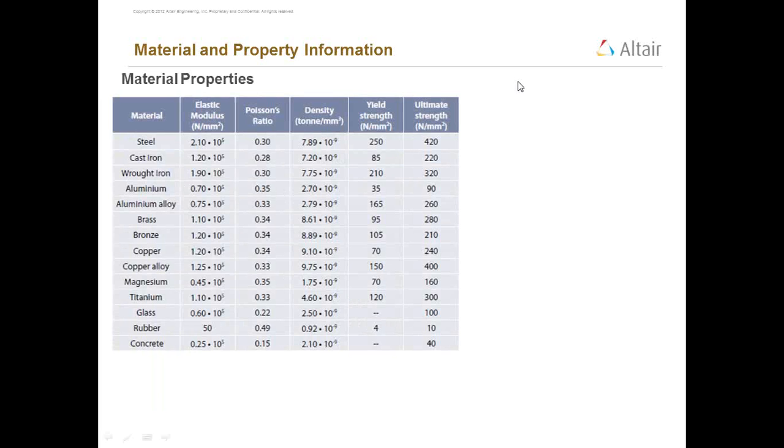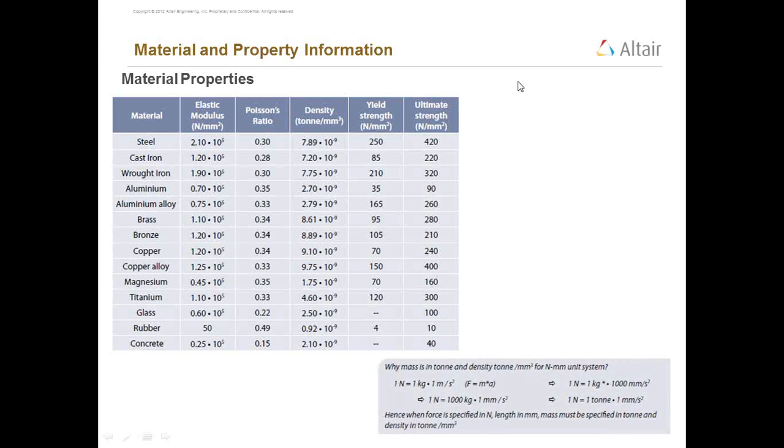Then material properties. This is the table which discusses the modulus of elasticity, Poisson's ratio, density, yield strength and ultimate strength for different materials like steel, cast iron, wrought iron, aluminium, aluminium alloy, brass, bronze, copper, copper alloy, magnesium, titanium, glass, rubber and concrete.